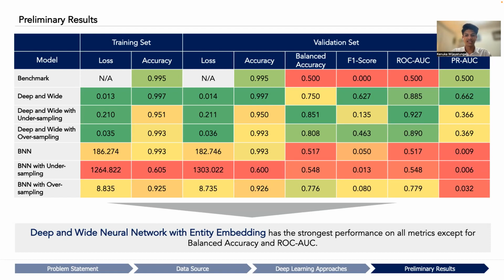Something to note is that the balanced accuracy, F1 score, and PRAUC, all those metrics are very suited to imbalanced data sets because they don't put as much weighting on the true negative predictions, which in this case is correct predictions for the non-fraudulent transactions.